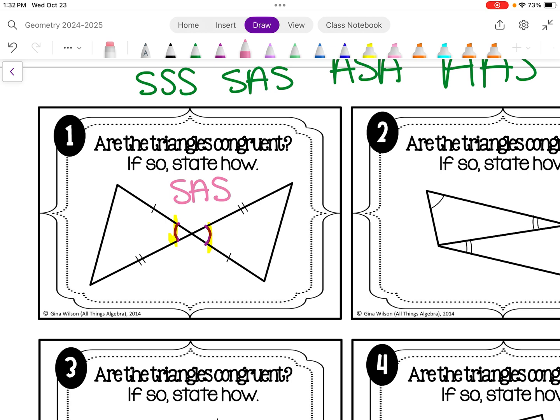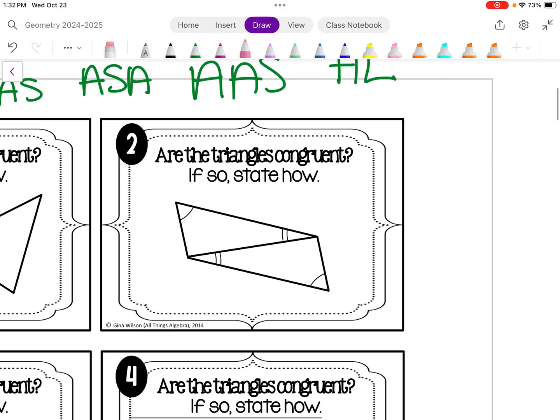So the next thing we're going to do is we're going to go to number 2. On number 2, we have 2 angles in this triangle congruent to 2 angles in the bottom triangle. We also have a shared side. So this side is the same in both triangles. If I were to pull those triangles apart, they would be the same side. That is the reflexive property. Everything is congruent to itself.